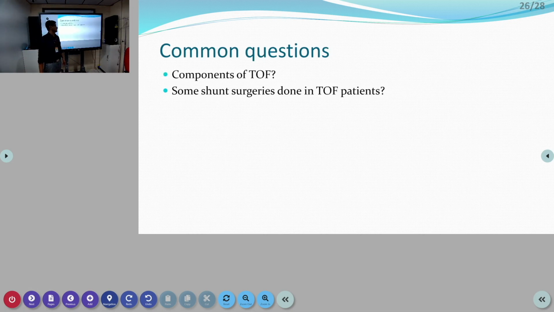So the common questions are: what are the components of tetralogy of Fallot? That is, as I already told you, you have the ventricular septal defect, you have the overriding of the aorta, you have the pulmonary infundibular stenosis, and right ventricular hypertrophy. And some of the shunt surgeries which are done in TOF patients, they might ask you as part of management, that you can say the modified Blalock Taussig shunt.